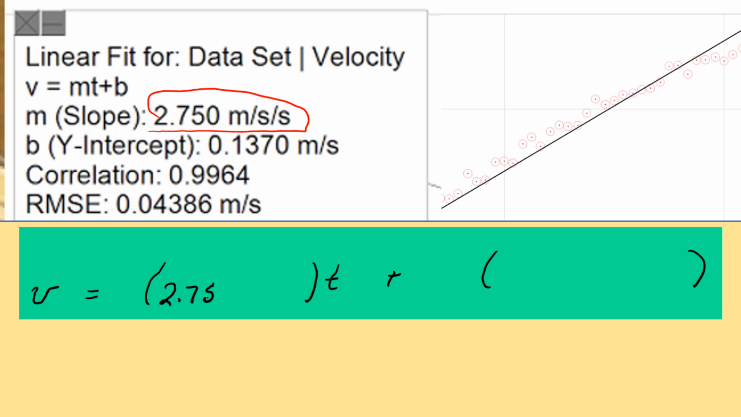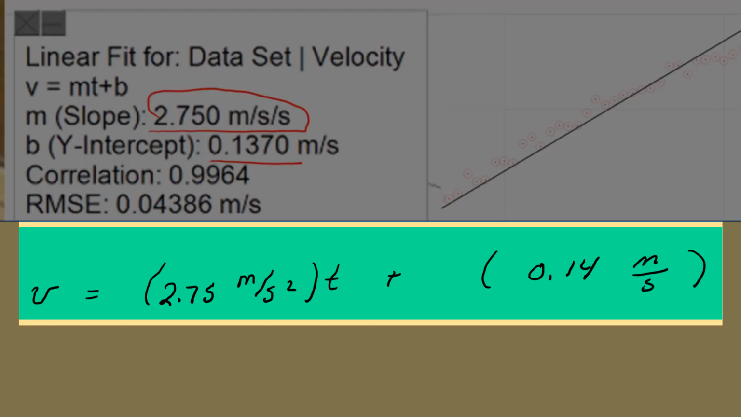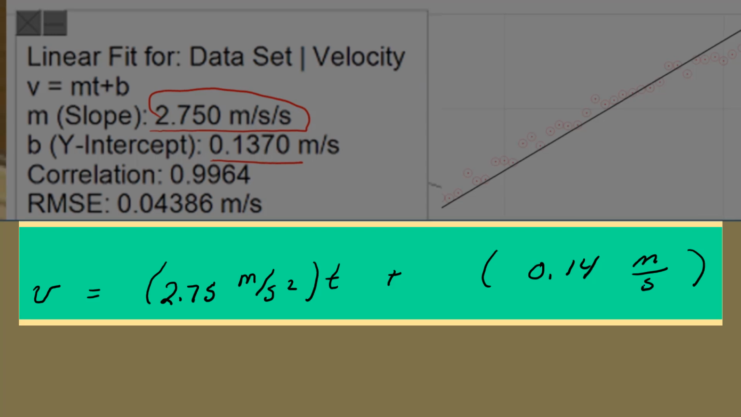So we've got 2.75, and if it's a number, you have to put units with it. So that's meters per second squared. For our y-intercept, if we round that to two places, we get 0.14, and it's a number, so we have to have units, meters per second. That's it. We've written the algebraic relationship for our lab for our velocity time graph.